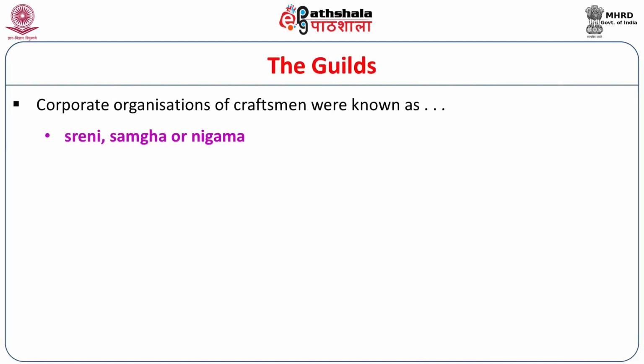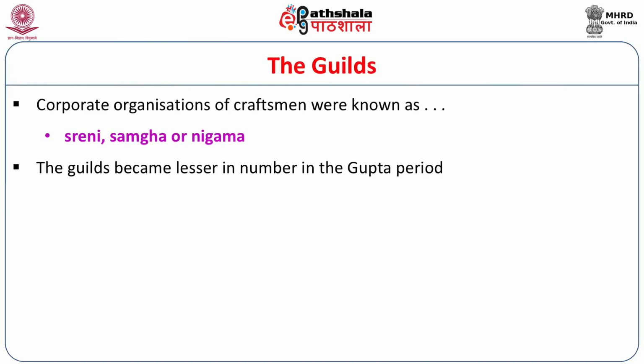Now the guilds. The corporate organizations of craftsmen were known as Shreni, Sangha or Nigama. The earlier European scholars who worked on them compared them with the European guilds, but the European guilds and the Indian Shrenis and Nigamas are slightly different in their functions. The guilds, however, became fewer in number in the Gupta period, since beginning from the Jatakas we have references to a lot of guilds, but in the texts of the Gupta period we do not find references to so many guilds.